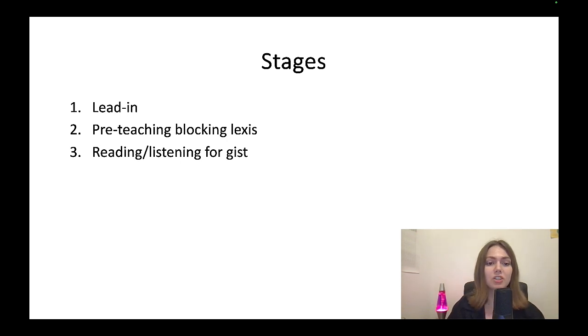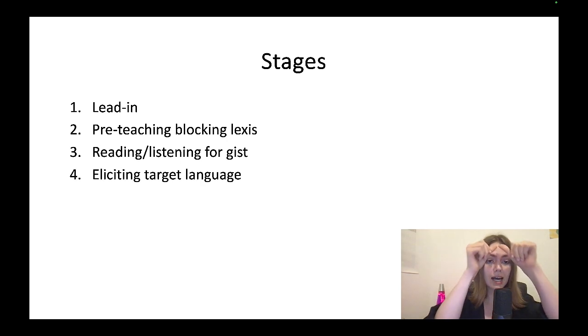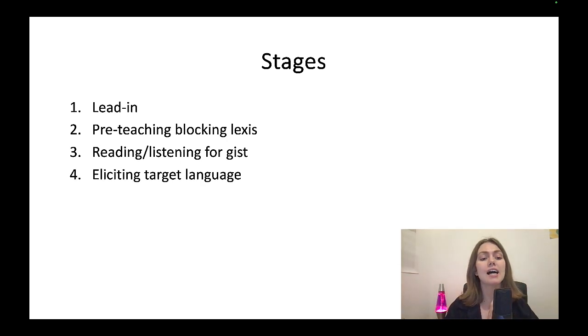Once you're done pre-teaching, your reading or listening for gist comes. They're only going to read once or listen to something once in this lesson because it's not a skills lesson, it's a system lesson. So you're not teaching them a reading lesson, it's a grammar or vocab lesson. But you use that text to introduce the language that you're going to teach a bit further in. Once that's done, they're going to look for specific language in the text. We'll look at some ways of how you can elicit that a bit later.